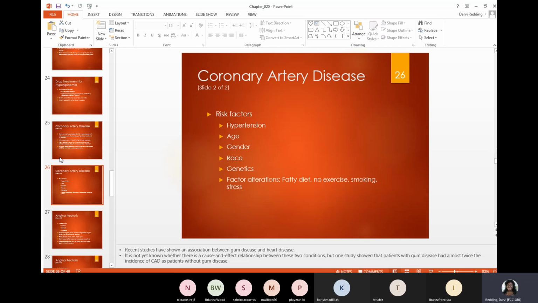So recent studies have shown an association between gum disease and heart disease, and it's not yet known whether there is a cause and effect relationship between these two. But one study even showed that patients with gum disease had almost twice the incidence of coronary artery disease as patients without gum disease. So we're learning about the conditions of the heart. So again, we learned about hypertension, hypotension, hyperlipidemia, coronary artery disease.